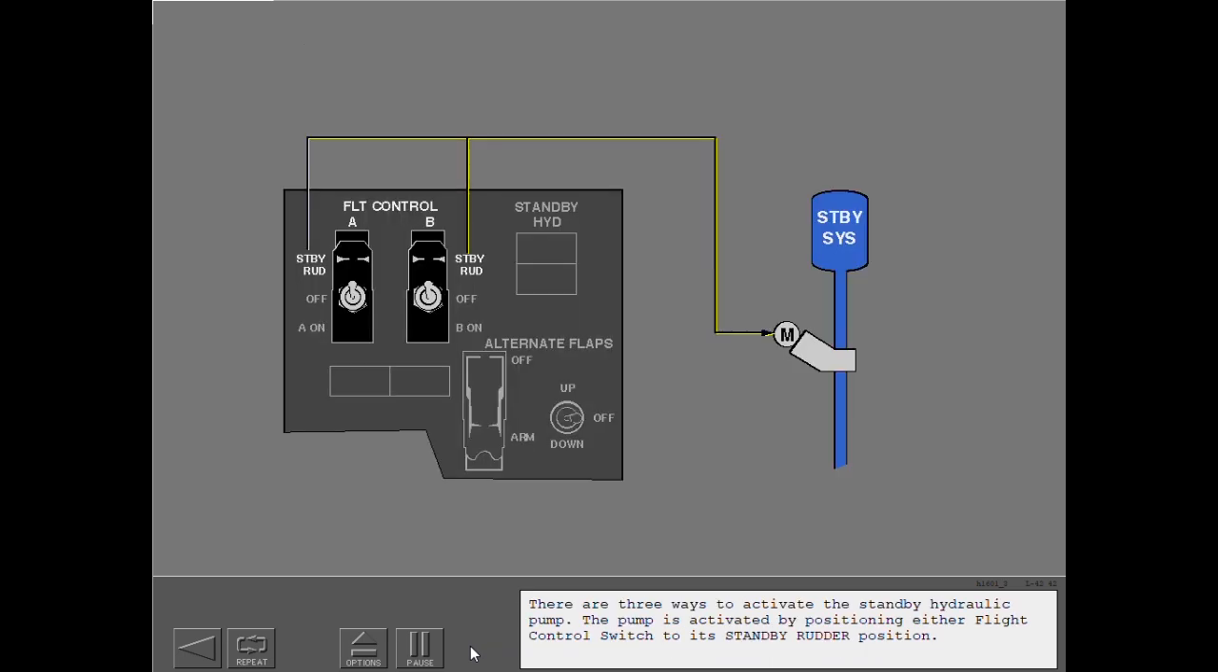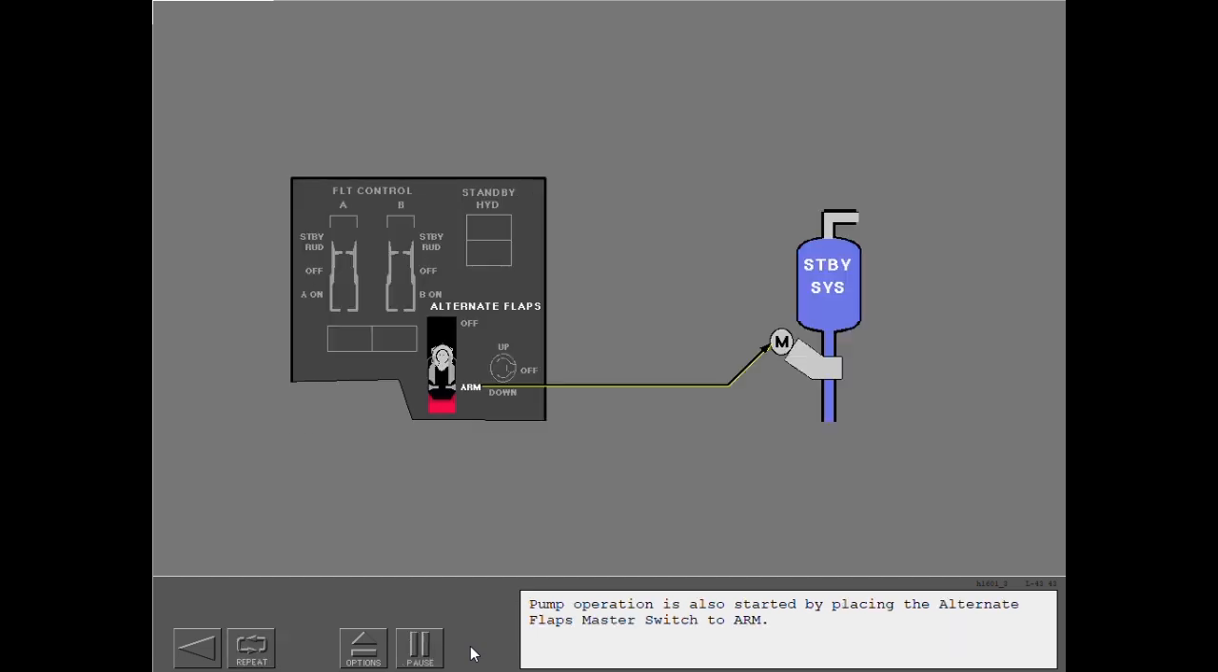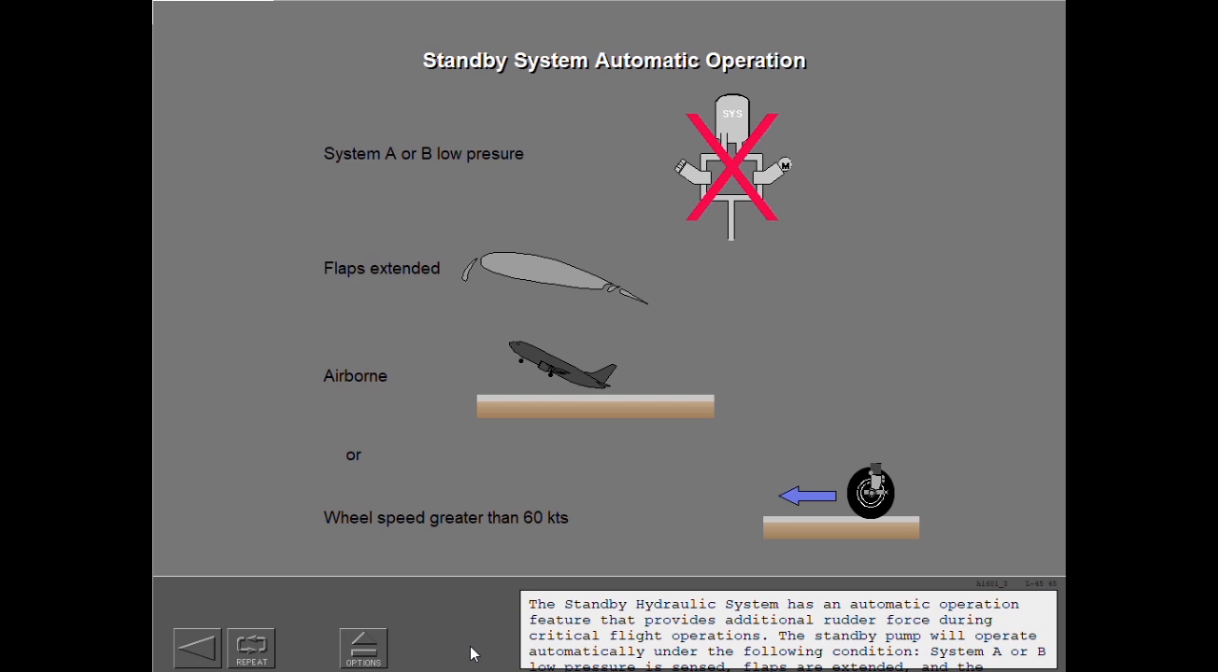There are three ways to activate the standby hydraulic pump. The pump is activated by positioning either flight control switch to its standby rudder position. Pump operation is also started by placing the alternate flaps master switch to arm. The standby hydraulic system has an automatic operation feature that provides additional rudder force during critical flight operations.